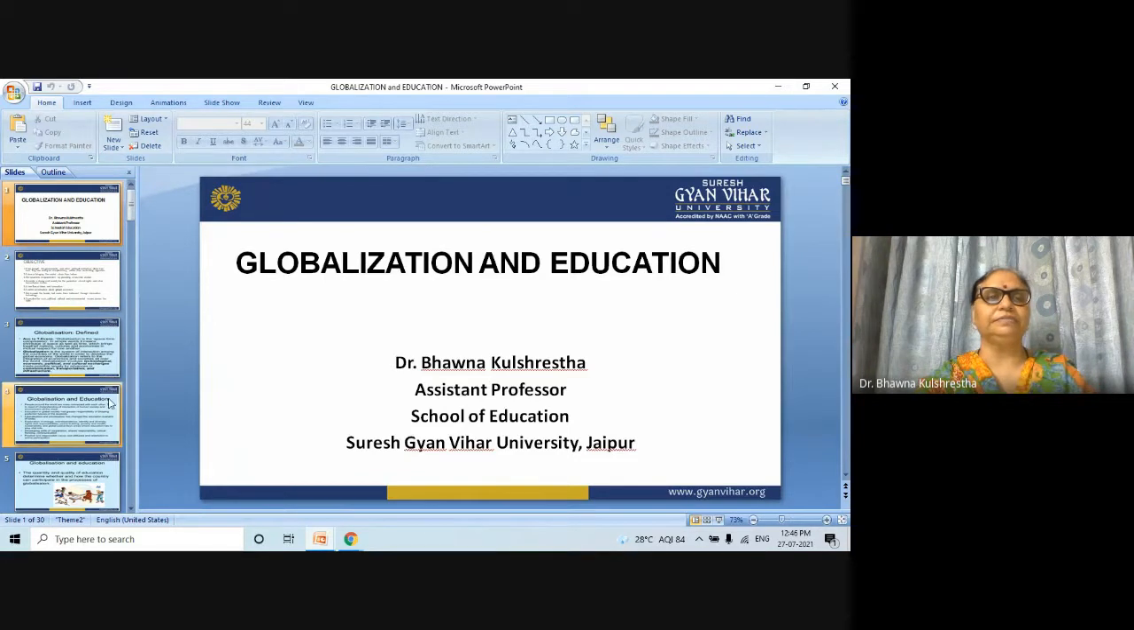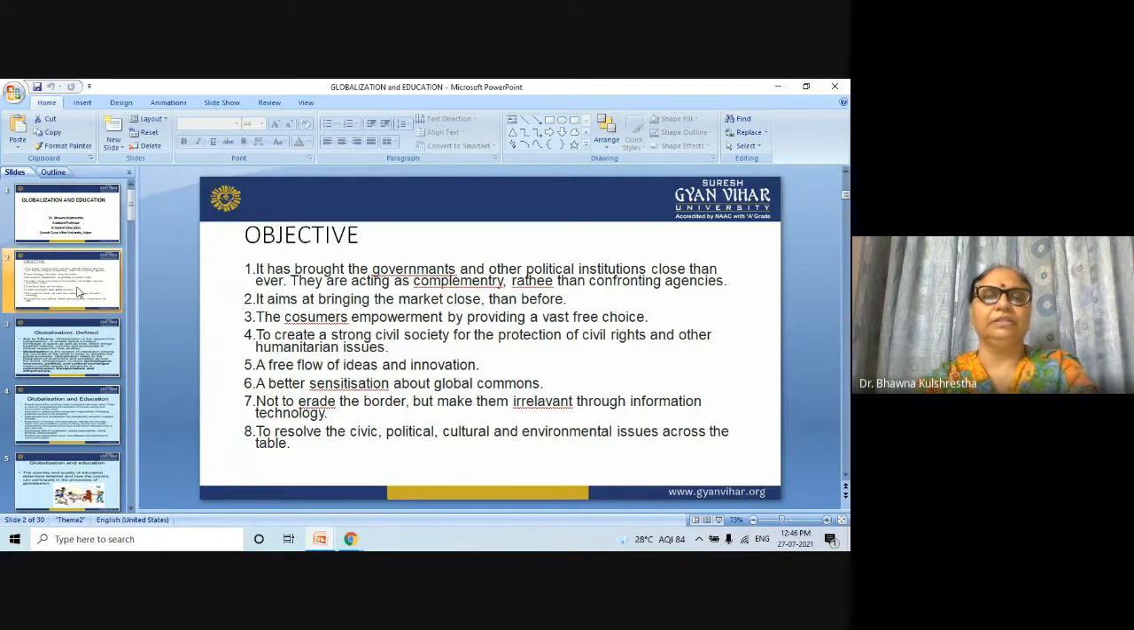This topic's objectives are: first, it has brought governments and other political institutions closer than ever. They are acting as complementary rather than competing agencies. It aims at bringing the market closer than before, and at consumer empowerment by providing a vast free choice, to create a strong civil society for the protection of civil rights and other humanitarian issues.